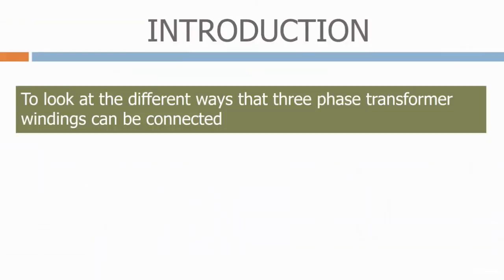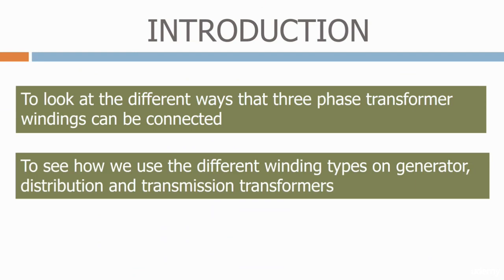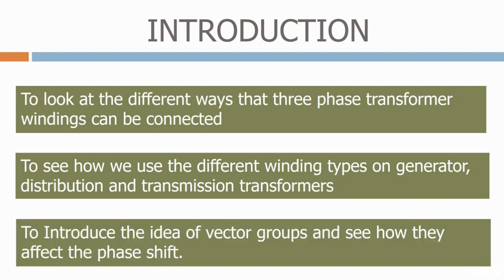The aims of the course are to look at the different ways that 3-phase transformer windings can be connected, to see how we use the different winding types on generator, distribution and transmission transformers, to introduce the idea of vector groups and see how they affect the phase shift.